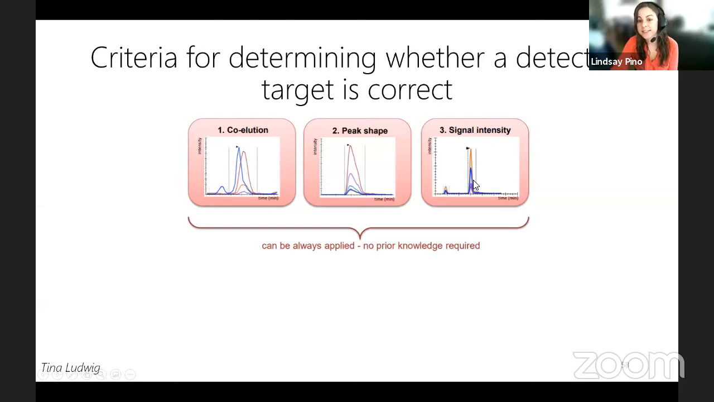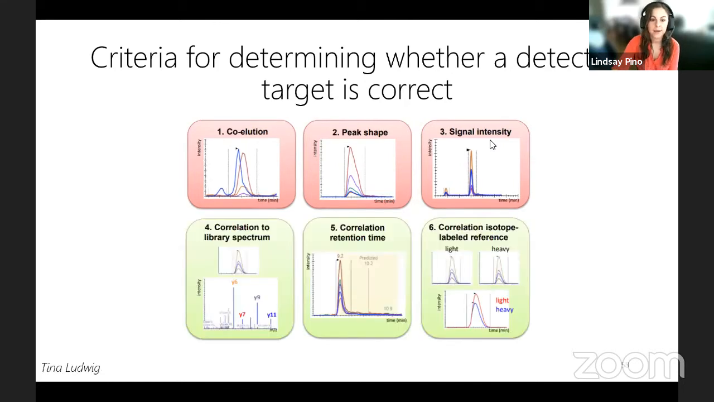And then signal intensity. So now we're showing a very intense chromatogram versus a less intense chromatogram. Most likely, the more intense chromatogram would be coming from the precursor, but we're certainly going to see in the next section on DIA that that's not always the case. If you have additional information, things like correlation to a library spectra can help you be more sure that what you detected is real. Retention time can help you determine if a target has been correctly or incorrectly identified.